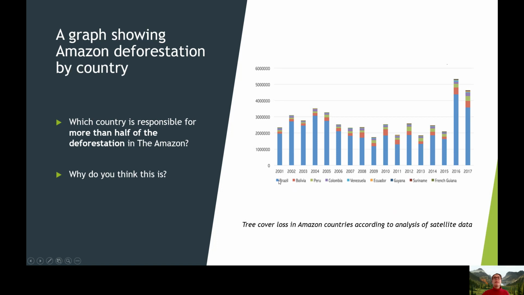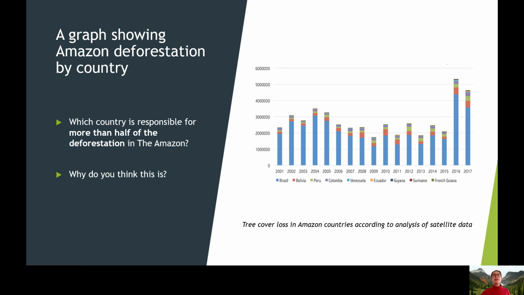We can see here that this blue takes up by far the largest chunk of each year of deforestation. These numbers represent hectares cut down of the Amazon rainforest. We can see Brazil takes up by far the most, followed by Bolivia, the red. Why do you think this is? Why do you think Brazil is responsible for most of the deforestation? Pause this video now and write down your answer.